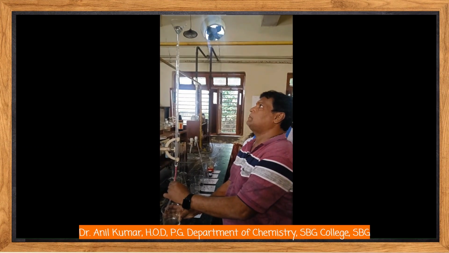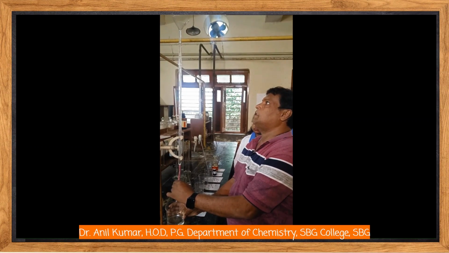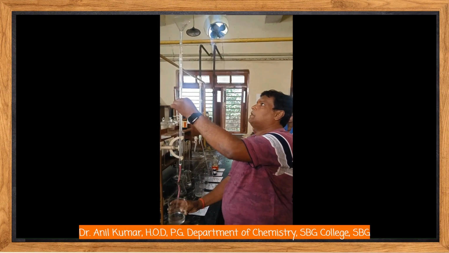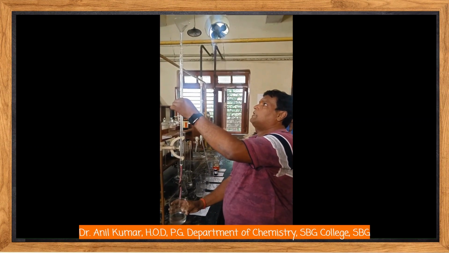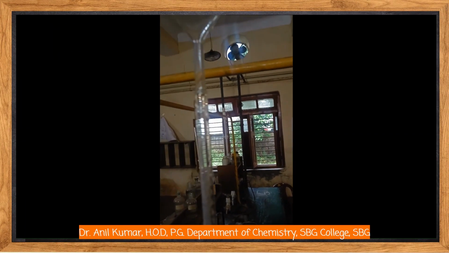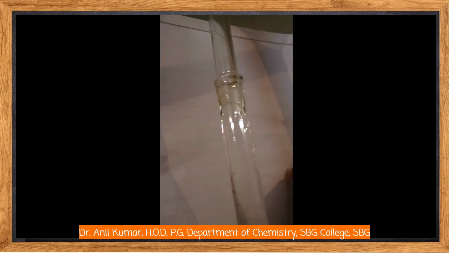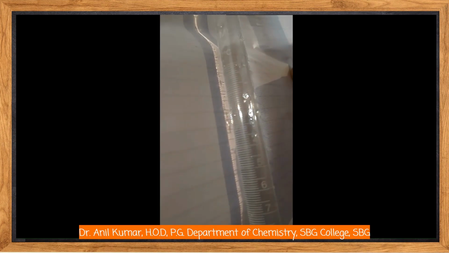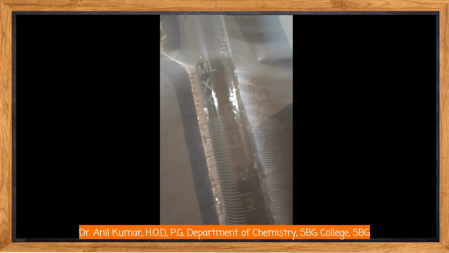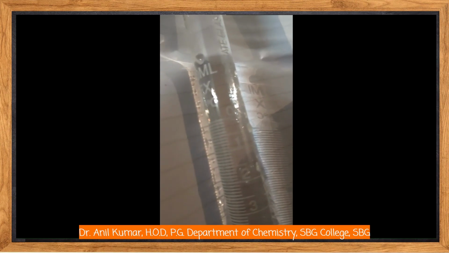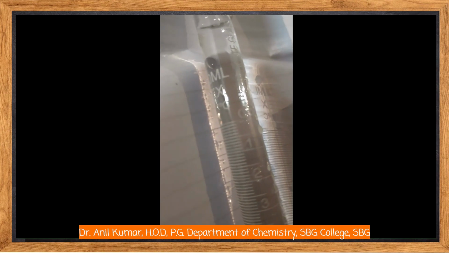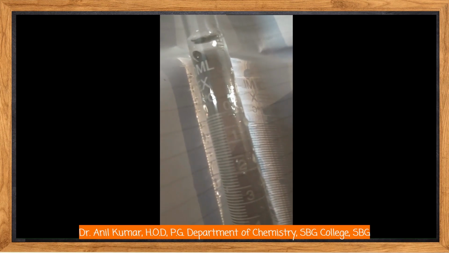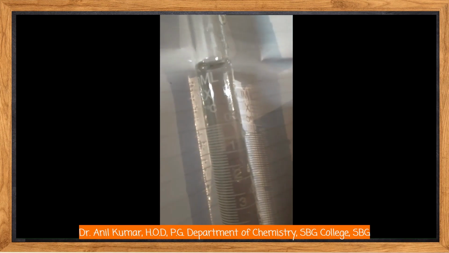First of all, we have to take the solution which contains a mixture of two bases, that is NaOH and sodium carbonate, Na2CO3, that is the alkali mixture titrating against standardized HCl. Now, the reaction method is a double indicator method, that is, we have to use two indicators: number one is phenolphthalein and number two is methyl orange. Now, these two indicators show color change at different pH ranges. Phenolphthalein is 8.2 to 10.0, and methyl orange is 3.2 to 4.4.